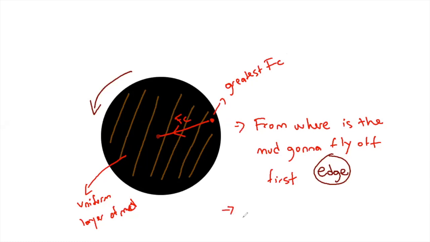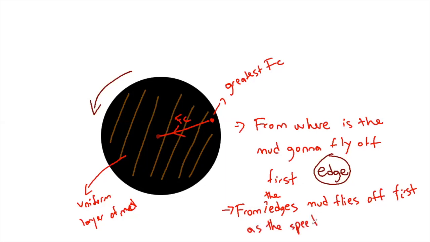Now I'm gonna write some statements. So from the edges, mud flies off first. I don't know if that's the right spelling, so if it's wrong, do correct me, because I forgot. So from the edges, mud flies off first as the speed is highest and FC is highest.